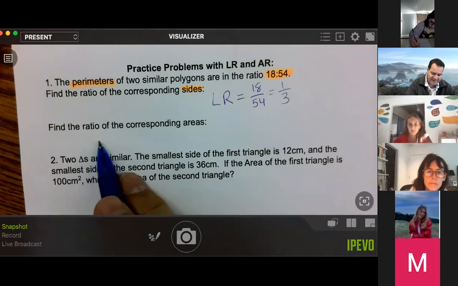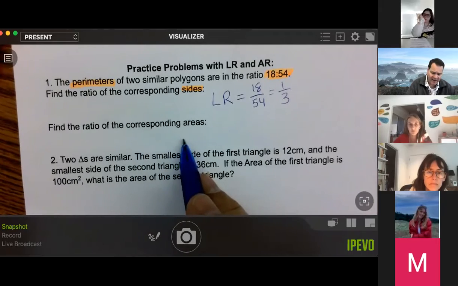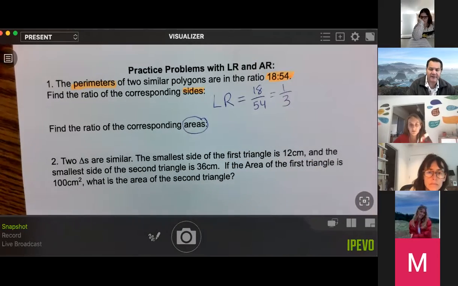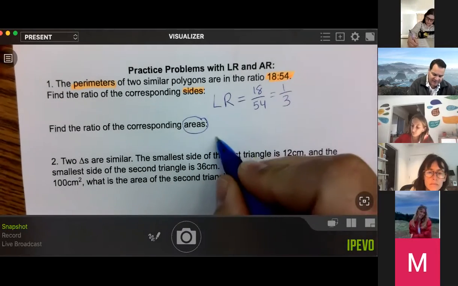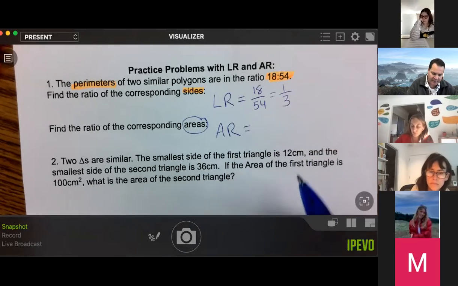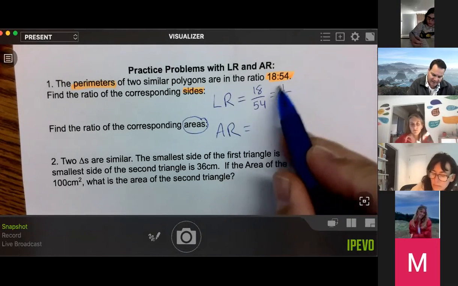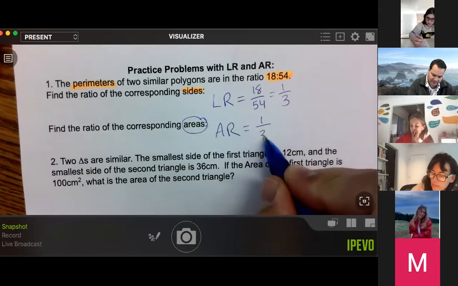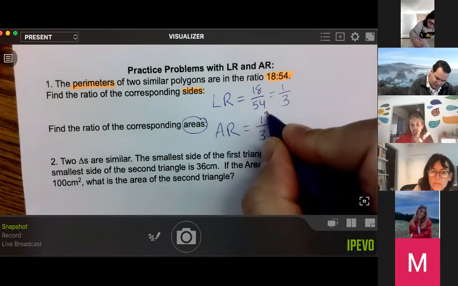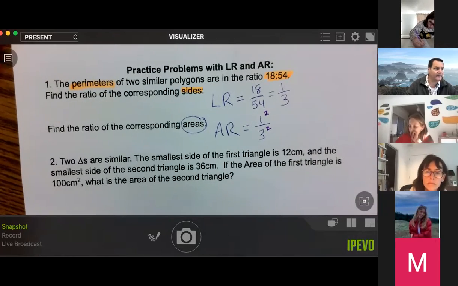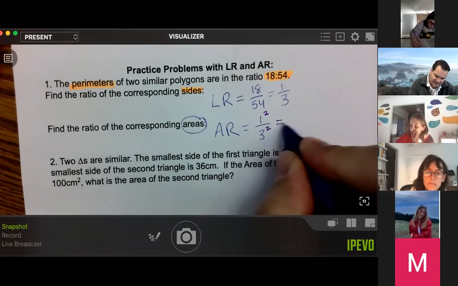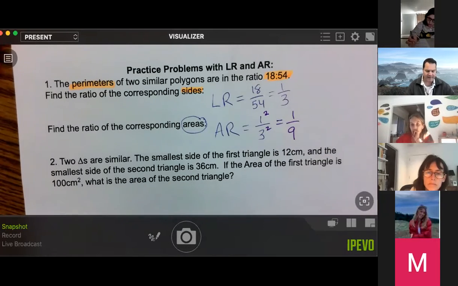But now, when it says find the ratio of the corresponding areas, that's something different. And so to find what I call the AR, the area ratio, we're going to have to take this ratio, 1/3, and square both top and bottom. In this case, that gets a value of 1/9. And that's going to be the ratio of their areas.